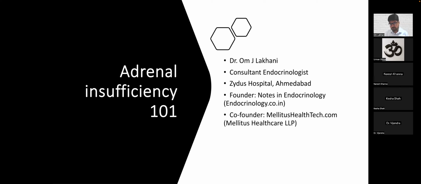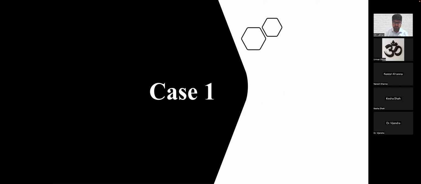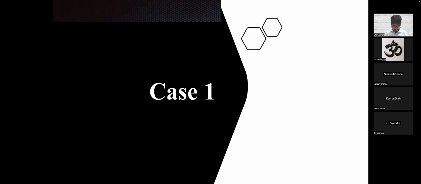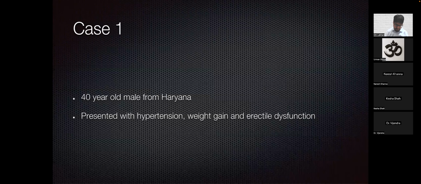We'll see it from the perspective of various cases, some real life cases that we have seen over the past few years. So let's start with a few cases and then we'll go into the clinical and the theoretical aspects of it. So let's take a case. This is very interesting. This is very similar to a patient which I saw just today. So this is actually an old case. This is a 40-year-old male patient who was from Haryana. He presented with hypertension, weight gain, and erectile dysfunction.